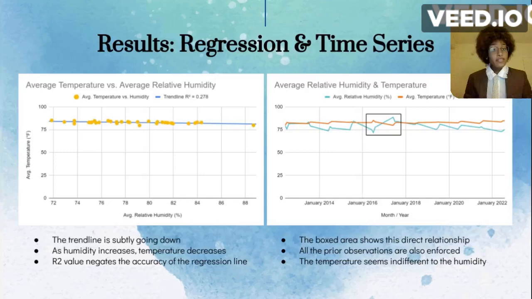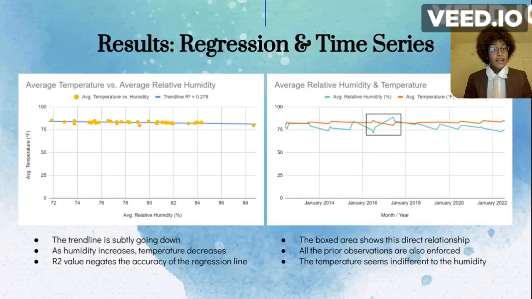That being said, we should consider that the R2 value is 0.278. And to clarify, the R2 value tells us the reliability or the strength of the trend line in showing us the relationship between both data sets. And given that it's a scale between 0 and 1, the reliability of this trend line isn't very high.